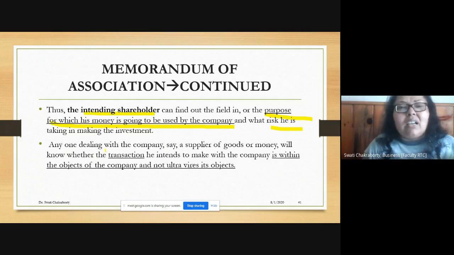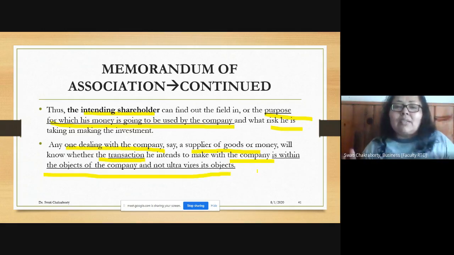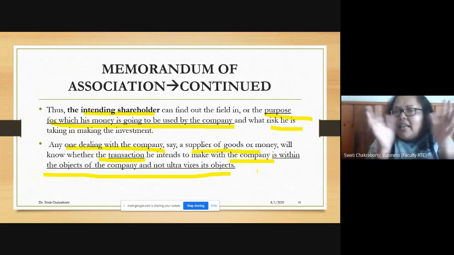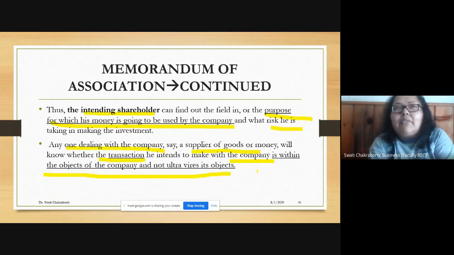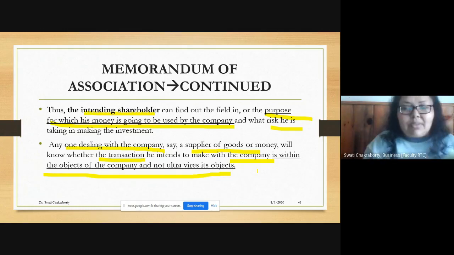And anyone who's dealing with the company, say a supplier, will also get to know whether the transaction that he is making with the company is within the objects of the company, and whether it violates anything. They can see that the company is legal, that it's been legally approved, and not into some illegal businesses.